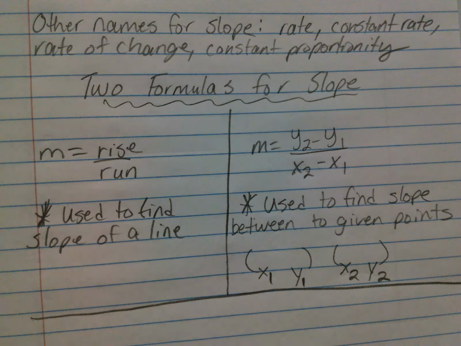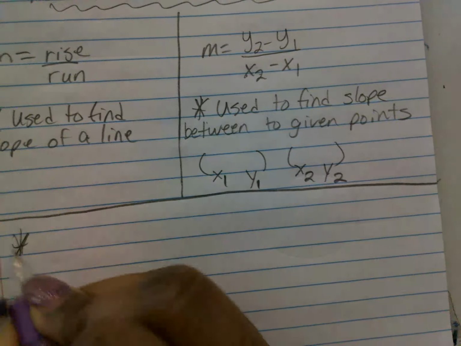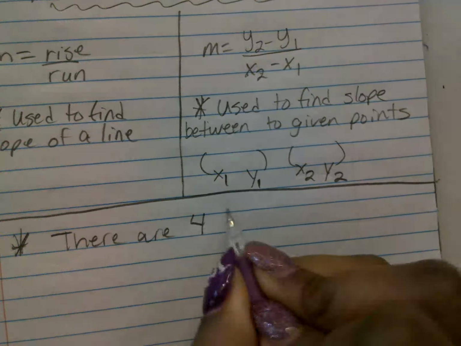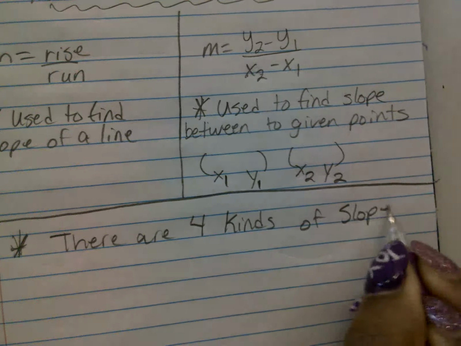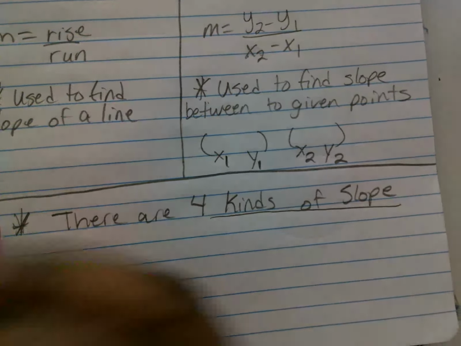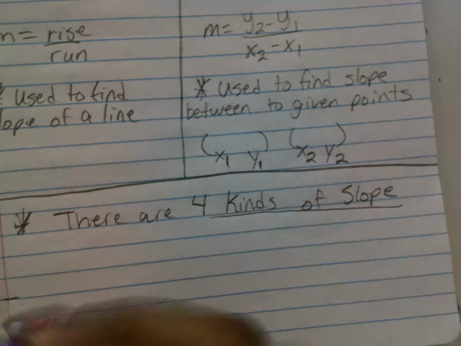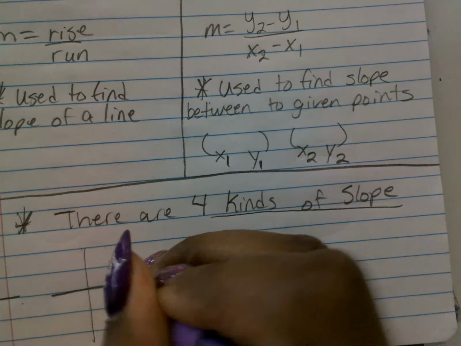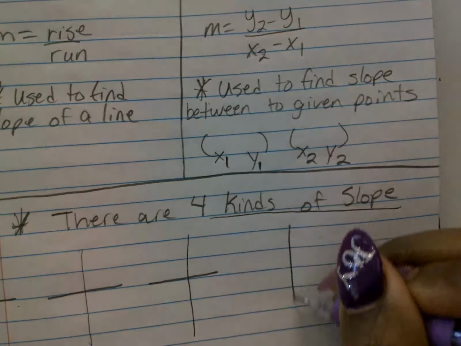There are four kinds of slope, okay? So we're going to label the four kinds of slope. I'm going to do 4 coordinate planes. Small ones, okay? And I kind of talked about this yesterday in the notes.